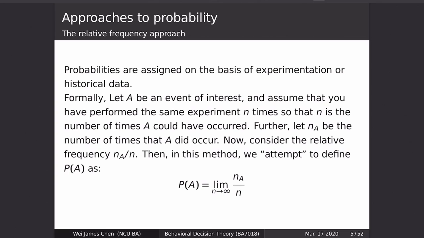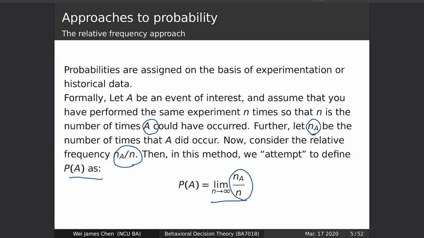Now, the second approach to probability is the relative frequency approach. In this one, the idea is that we run the same experiment many, many times, and if an event A occurs n of A times, out of n runs of the experiment, then the probability would be assigned as n(A) over n. In this method, we define P(A) as the limit of this ratio.